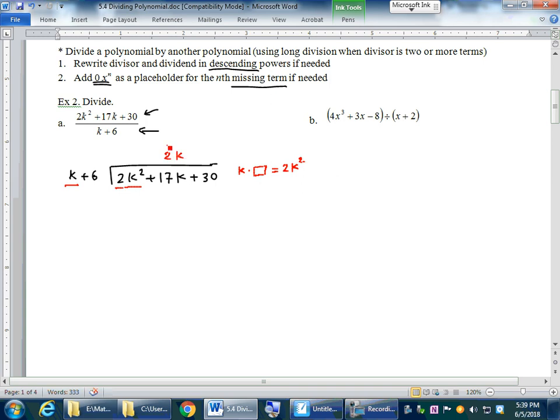And then you multiply this 2k to both of the terms, which will give me 2k squared plus 12k. And we know that in long division, after you multiply, you have to subtract. So we're going to be subtracting these terms. When I subtract, this negative sign will distribute, so negative times positive becomes negative, and negative times this positive will become negative. So now we have a new operation to simplify.